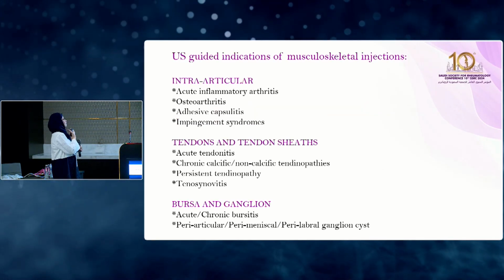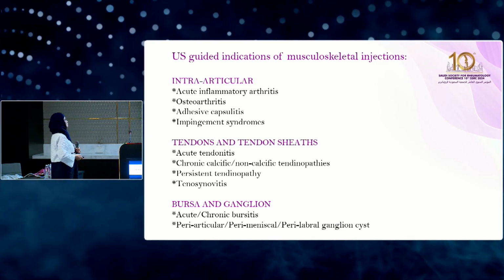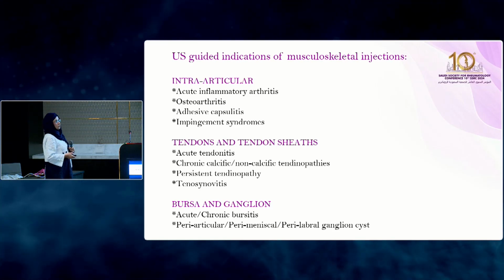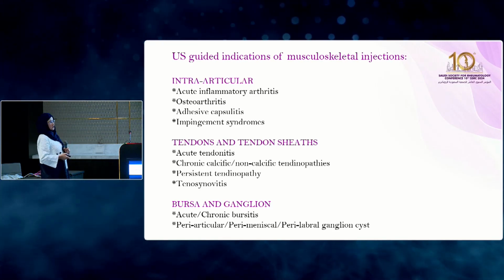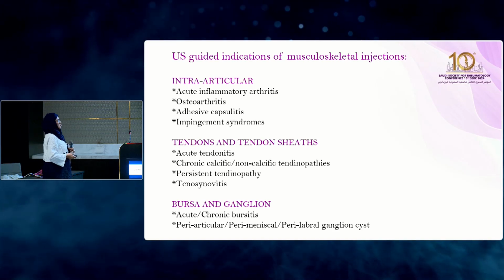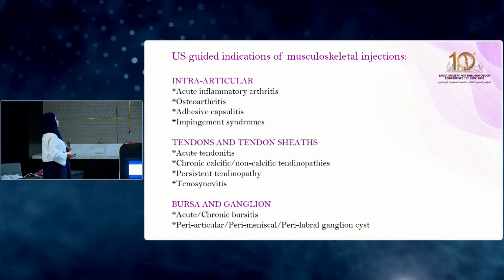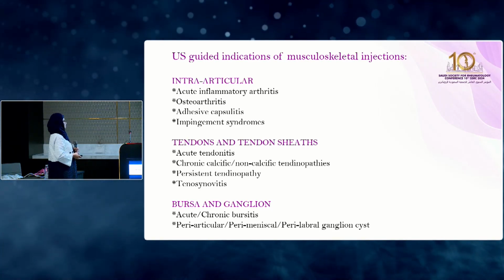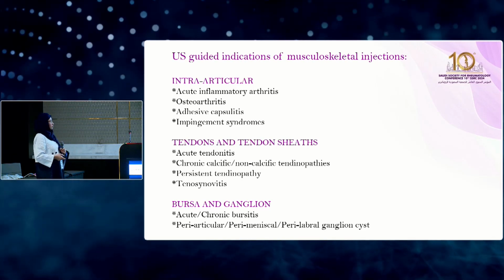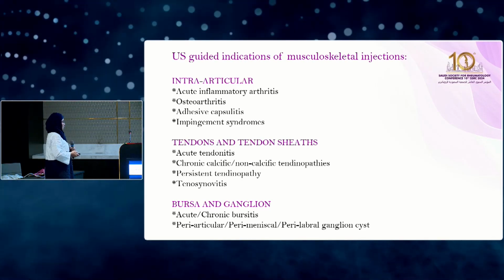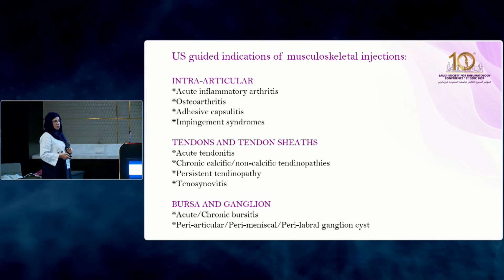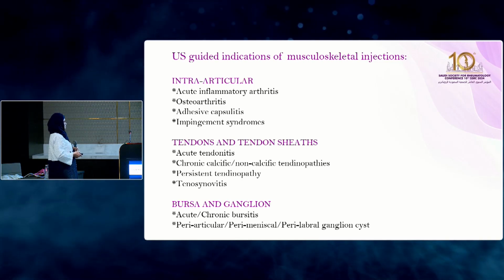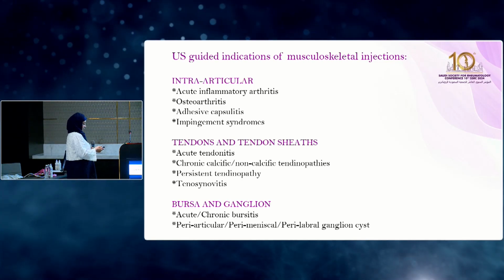What are the indications of musculoskeletal system injection? Intra-articular, like patients who have acute inflammatory arthritis, osteoarthritis, adhesive capsulitis, and impingement syndromes. The tendon and tendon sheath: acute tendinitis or tendinosis, chronic calcific and non-calcific tendinopathies, persistent tendinopathy, and tenosynovitis. Bursa and ganglion can be injected as well: acute and chronic bursitis, periarticular, perimeniscal, and labral ganglion cysts.